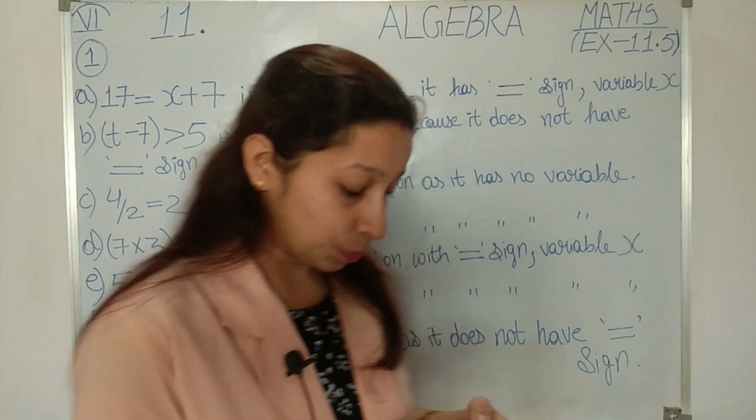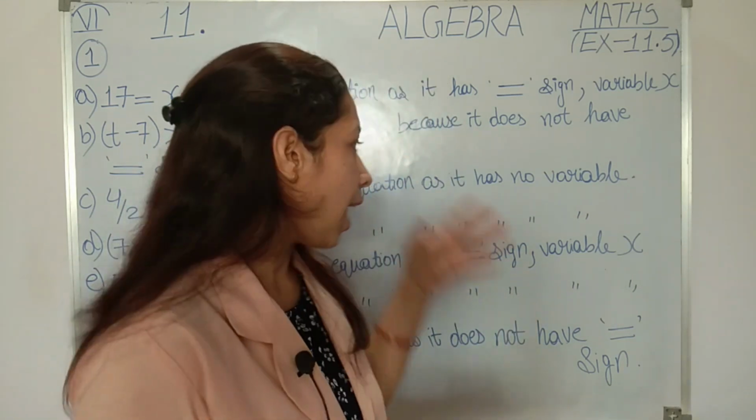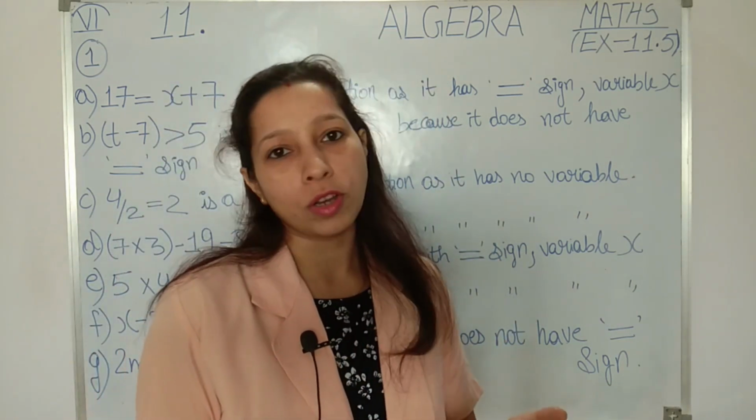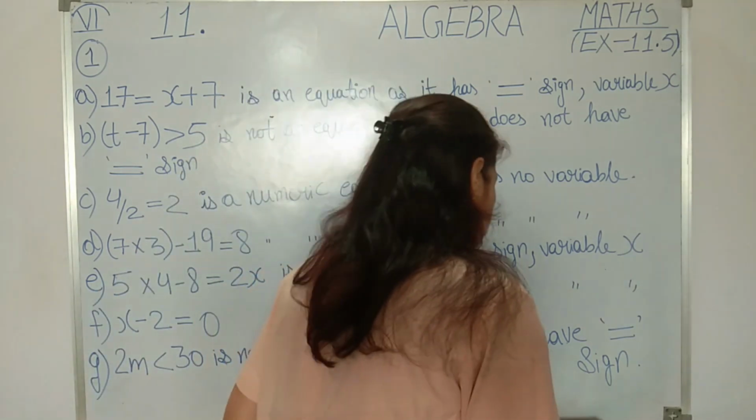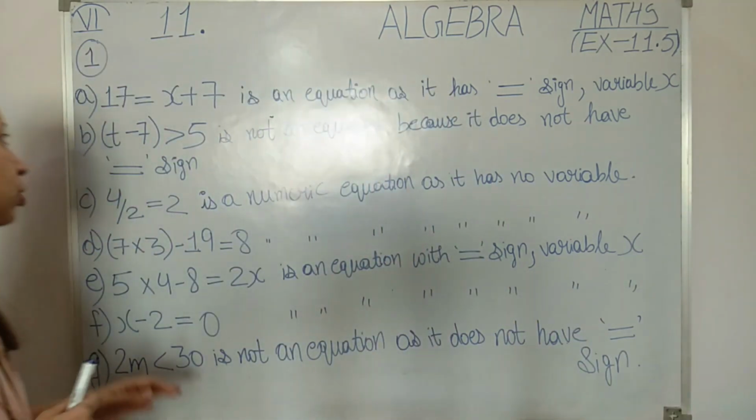Okay, fine students. Here A to O points are given. I have solved a few points and the other points will be homework for you. Okay, you will be doing it by yourself. I will explain this here.